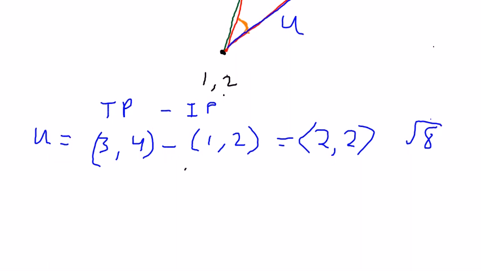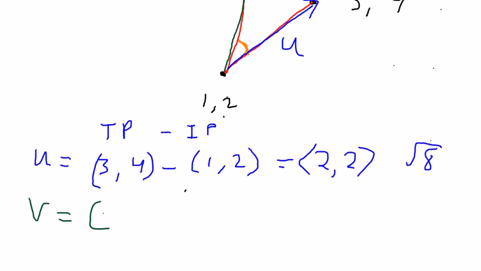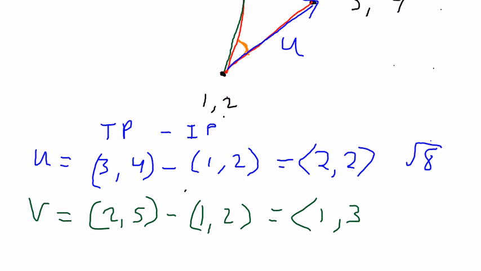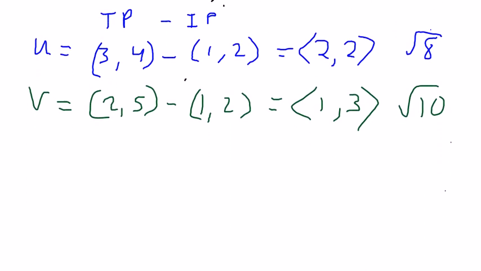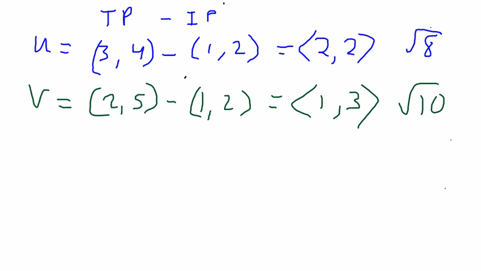Okay, vector v. Vector v has a terminal point of (2, 5) and an initial point of (1, 2). Okay, and this is going to equal the vector (1, 3). The magnitude here would be 1 squared plus 3 squared. 1 plus 9 is the square root of 10. Okay, now we can use our formula.